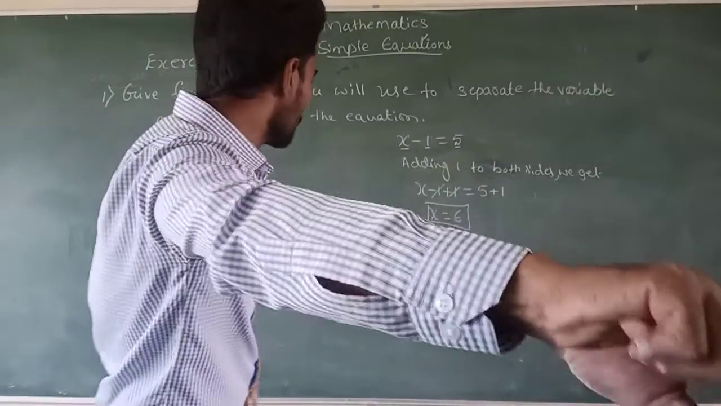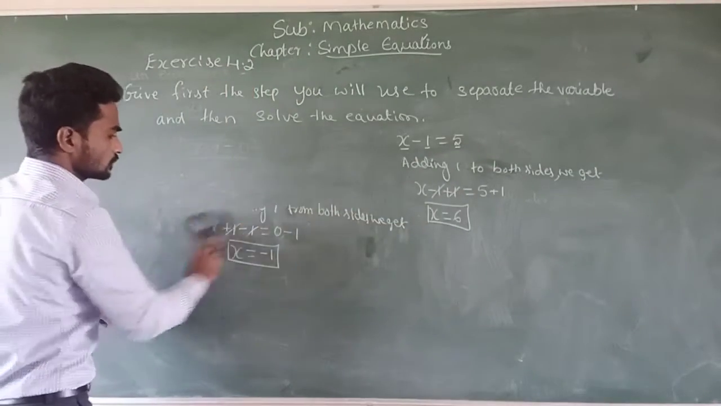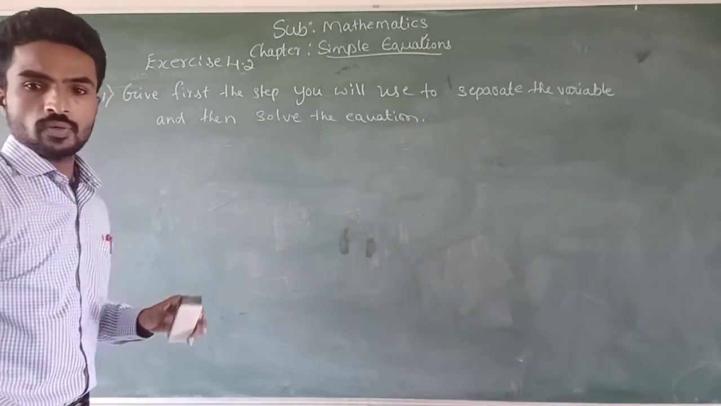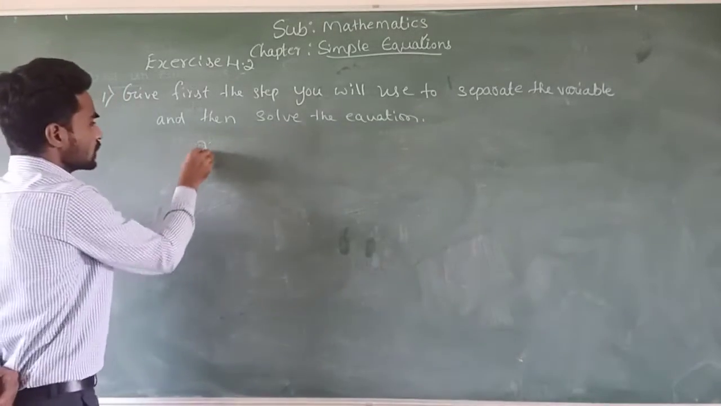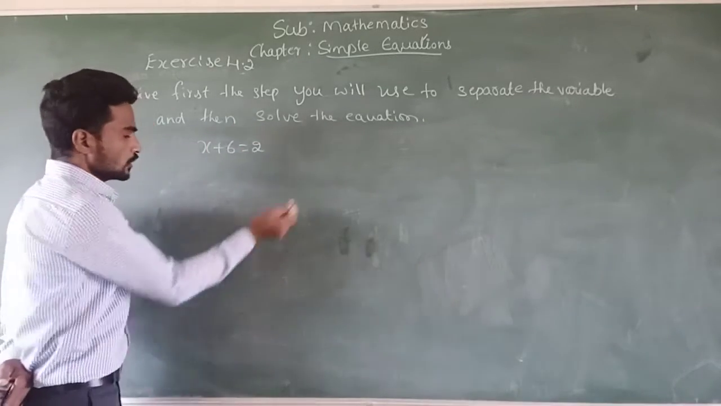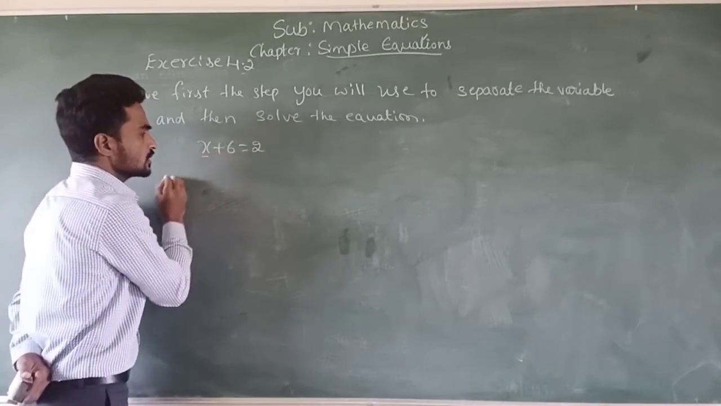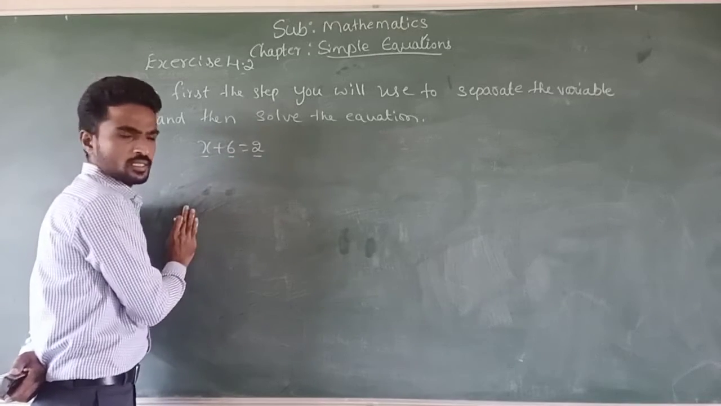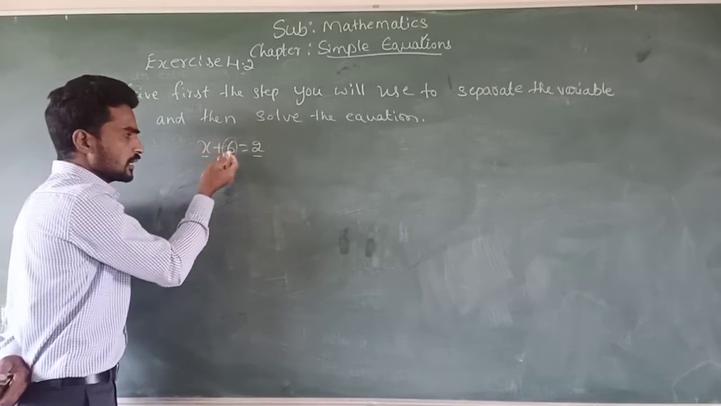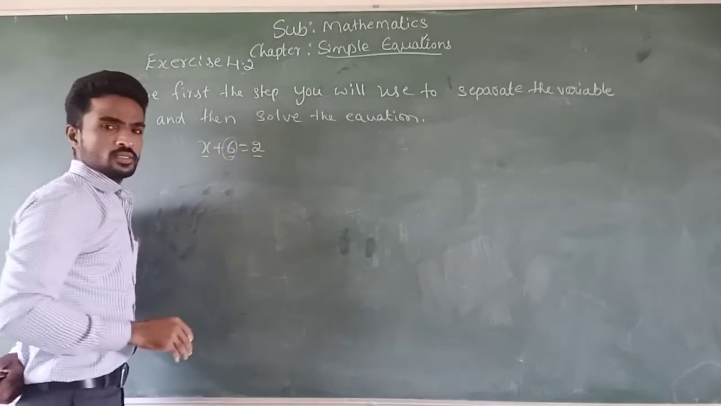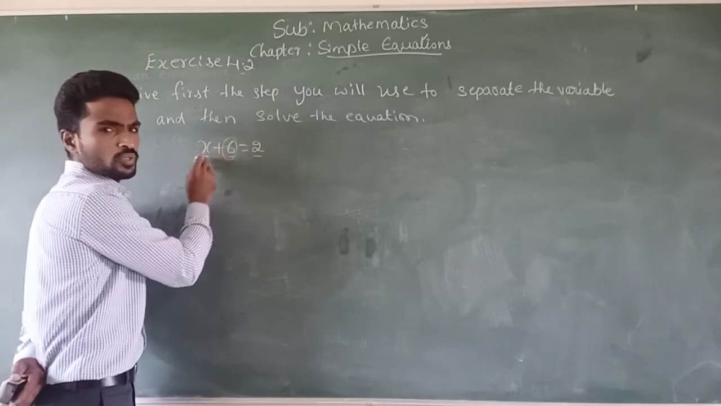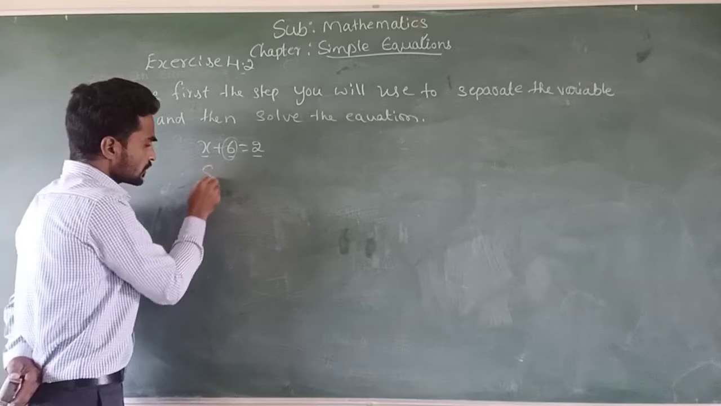Now consider another equation. That is x plus 6 that is equal to 2. X plus 6 is equal to 2. Observe the equation. Here x is the variable, 6 and 2 are the constant terms. This 6 is added to this variable. For removing this 6, we can subtract 6 on both the sides of the equation.